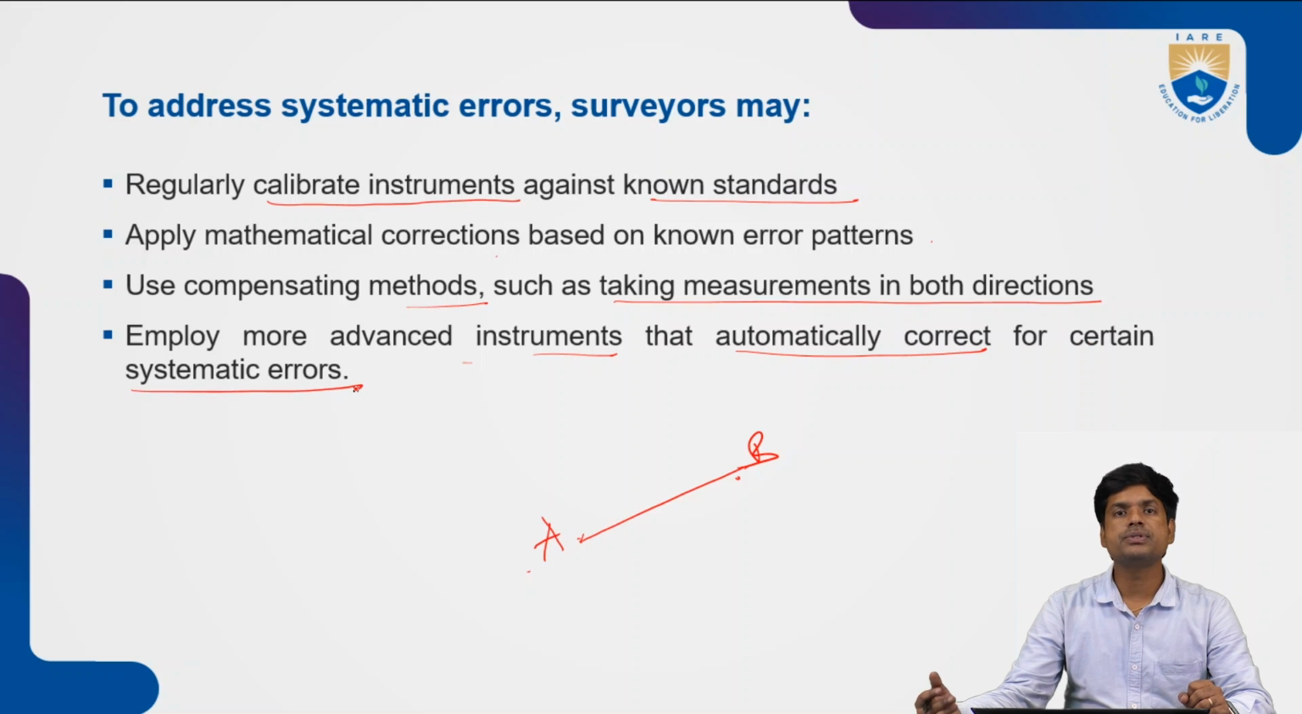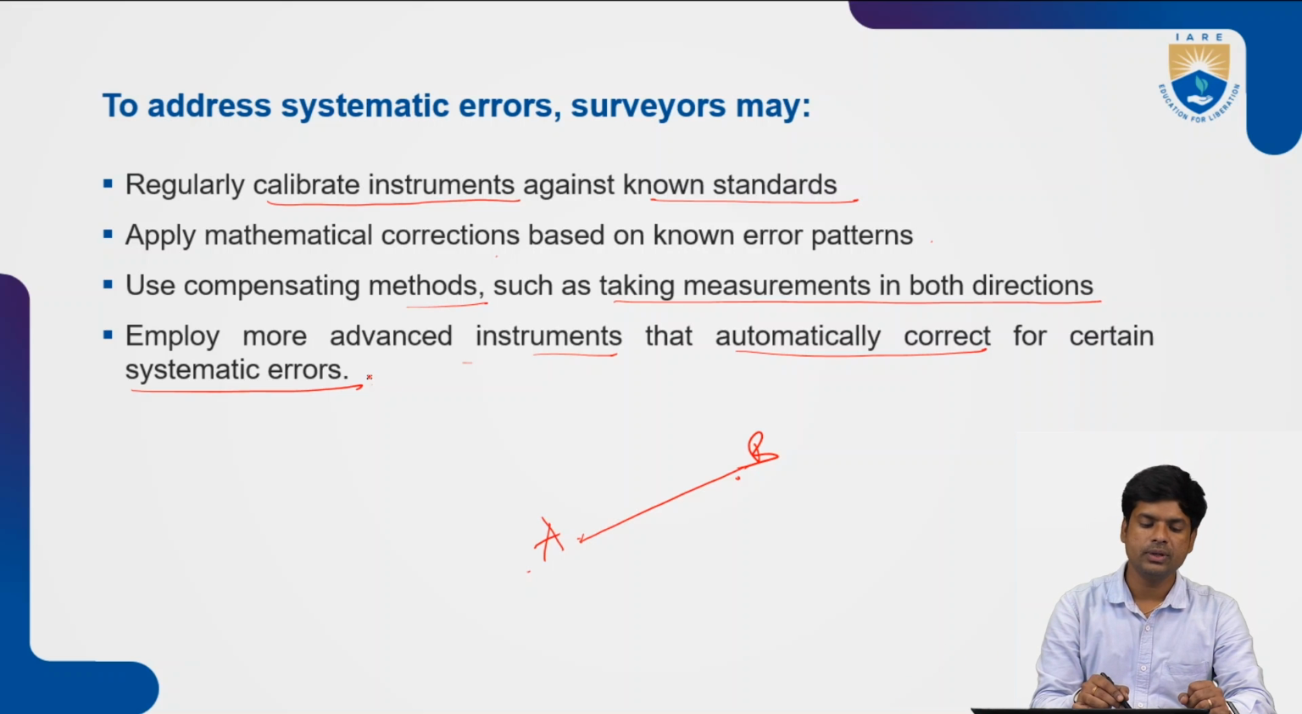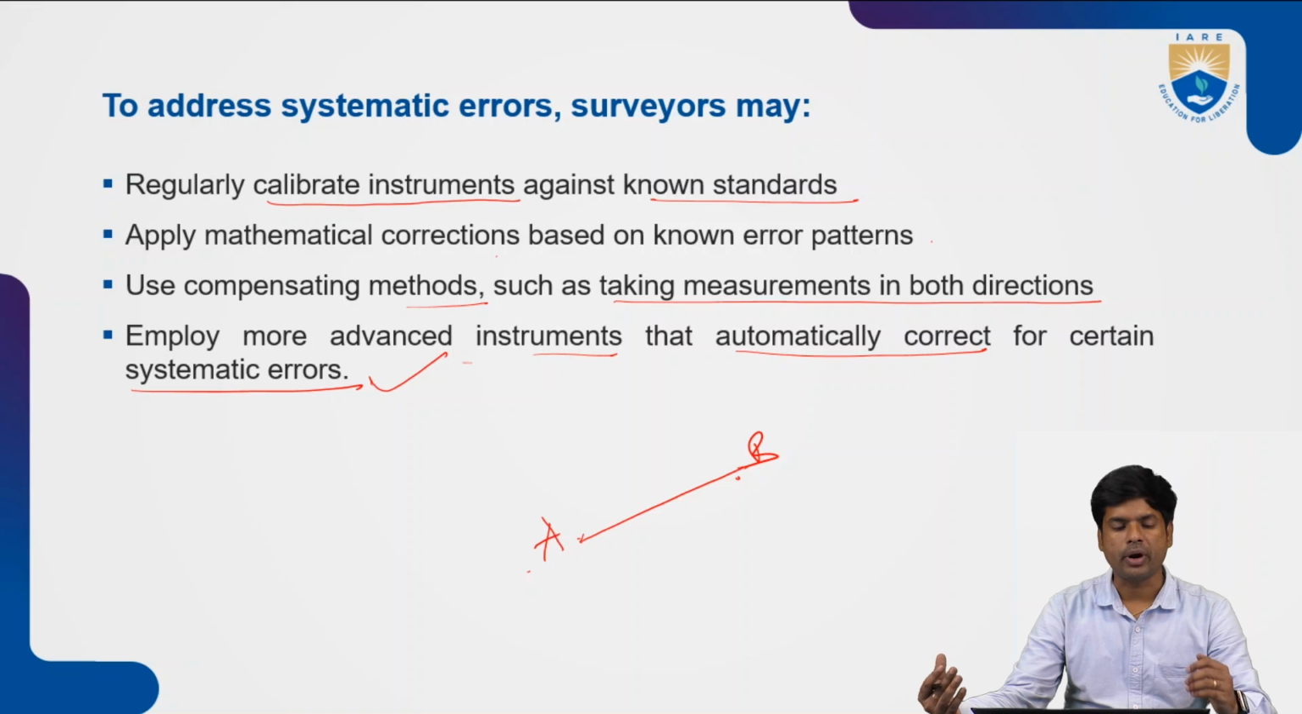So if you use advanced instruments like EDM or total station, for example, then they can correct the errors. They are going to take that error percentage and give the corrected results. And this is also one of the points we are going to concentrate on while doing the surveying.